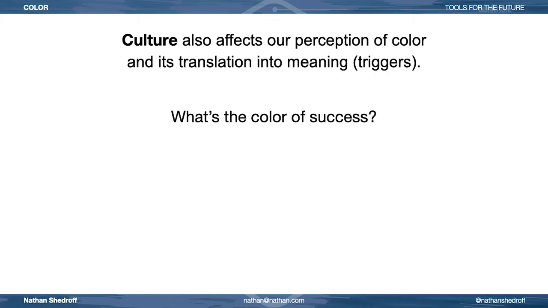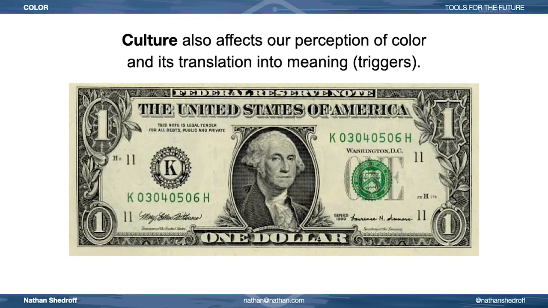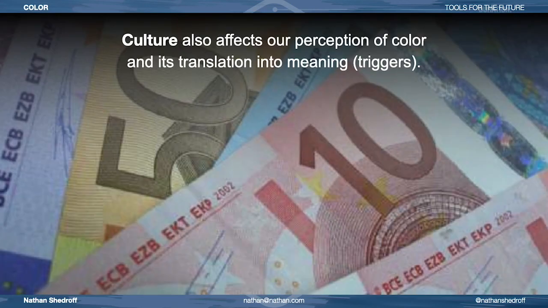So our personal cultures and societal cultures really affect our perceptions of color. This means that color has different meanings and triggers different meanings in different people. For instance, what's the color of success? Some people, especially in the United States, think of green as the color of success because that's the color of money in the United States. But we have to keep in mind that money isn't green in other cultures.